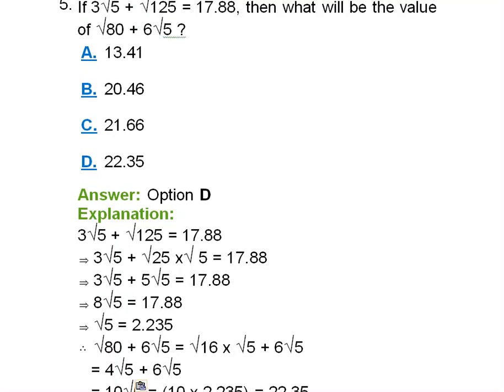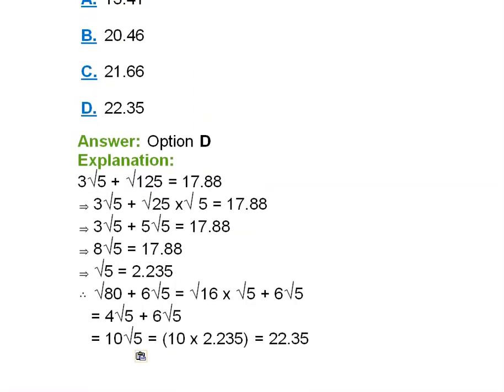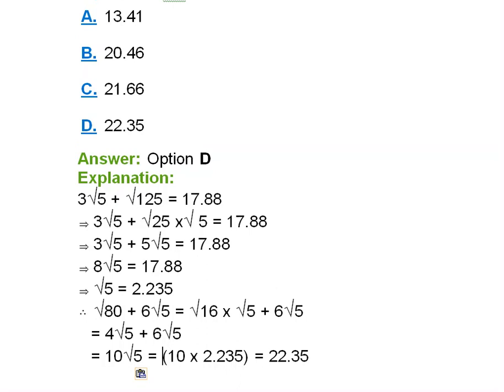This is all about the concept of cube root and square root, and these are the type of questions that you can face in any aptitude exam. Below is a practice sheet provided for you guys to solve, because that will help you a lot.